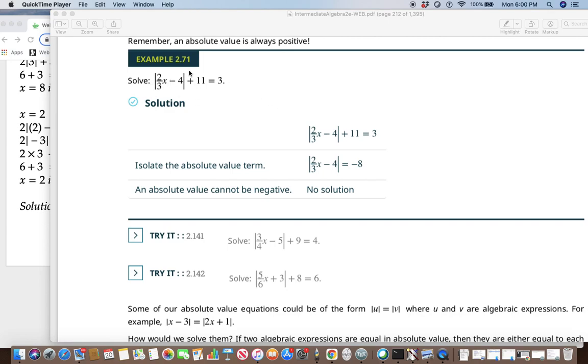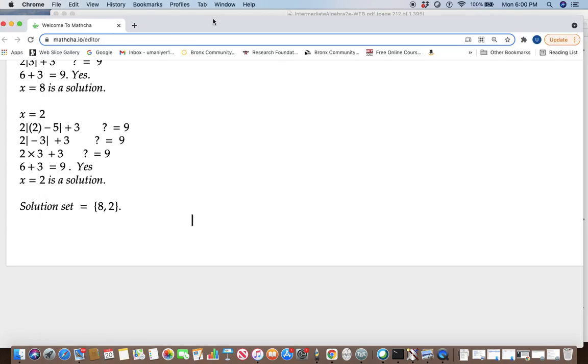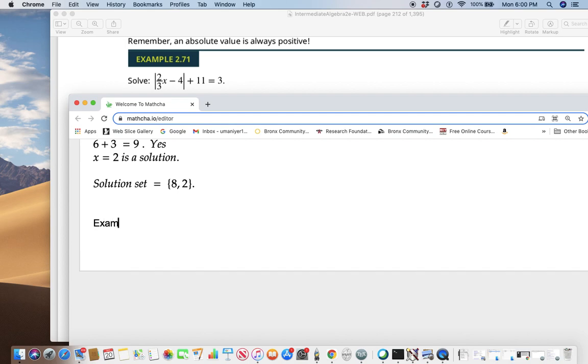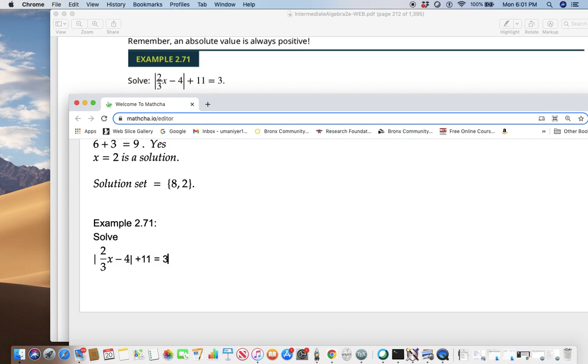Welcome back. Here is an interesting problem. Absolute value of 2/3 x minus 4, plus 11 equals 3. So let's go over this problem. This is example 2.71. The question is to solve absolute value of the fraction 2/3 x minus 4, plus 11 equals 3.